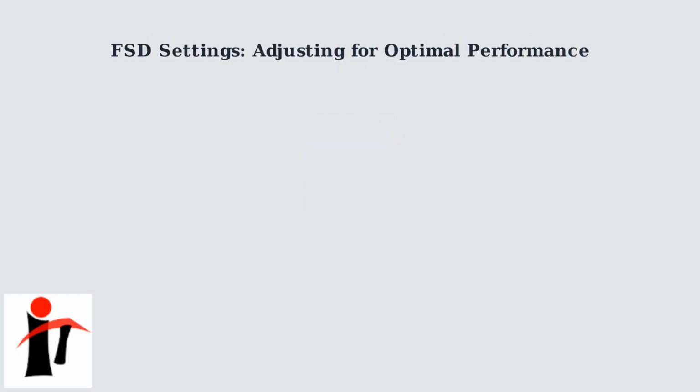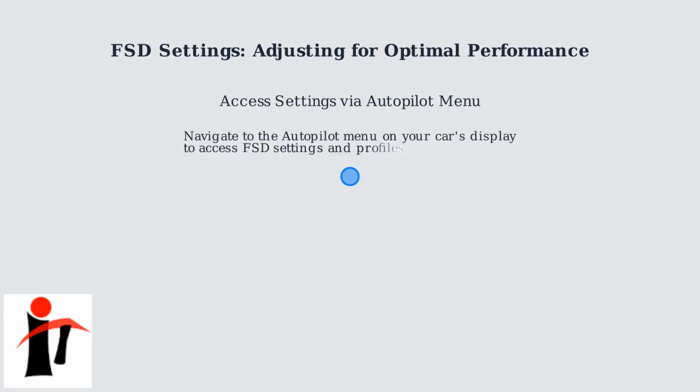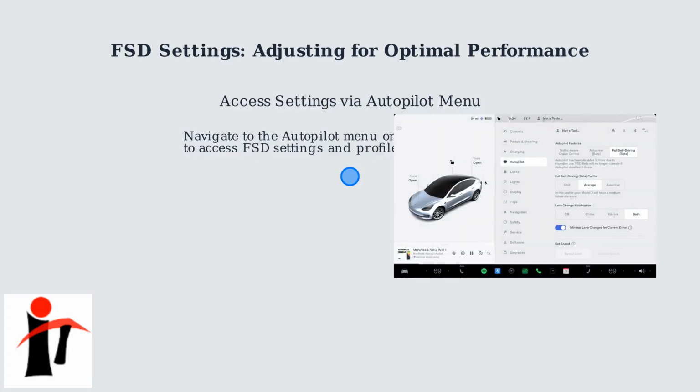Fine-tuning your FSD settings can significantly improve performance in different driving environments. Let's explore the key settings you can adjust through the Autopilot menu. To access FSD settings, tap the Autopilot icon on your car's touchscreen display. This brings up the menu, where you can customize various features like traffic-aware cruise control, auto steer, and full self-driving options.